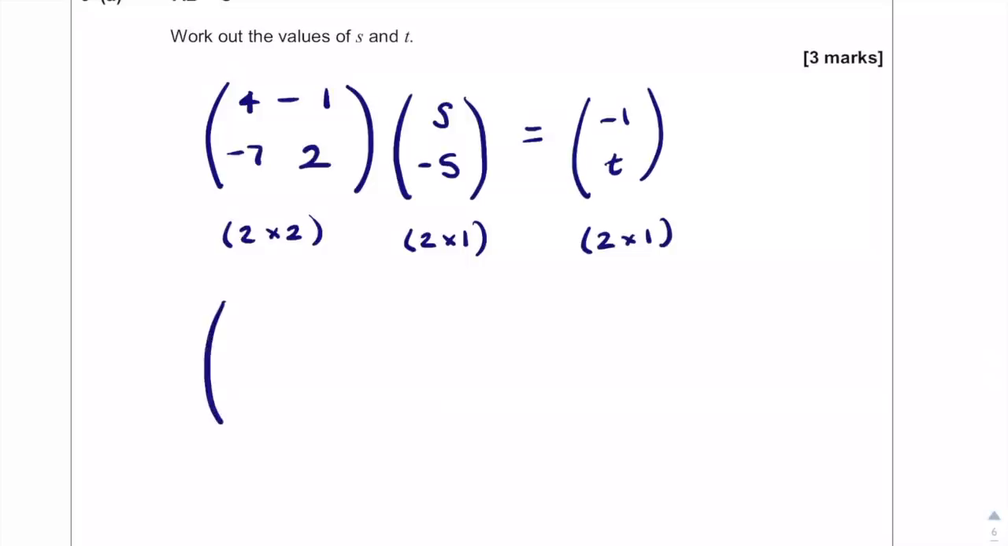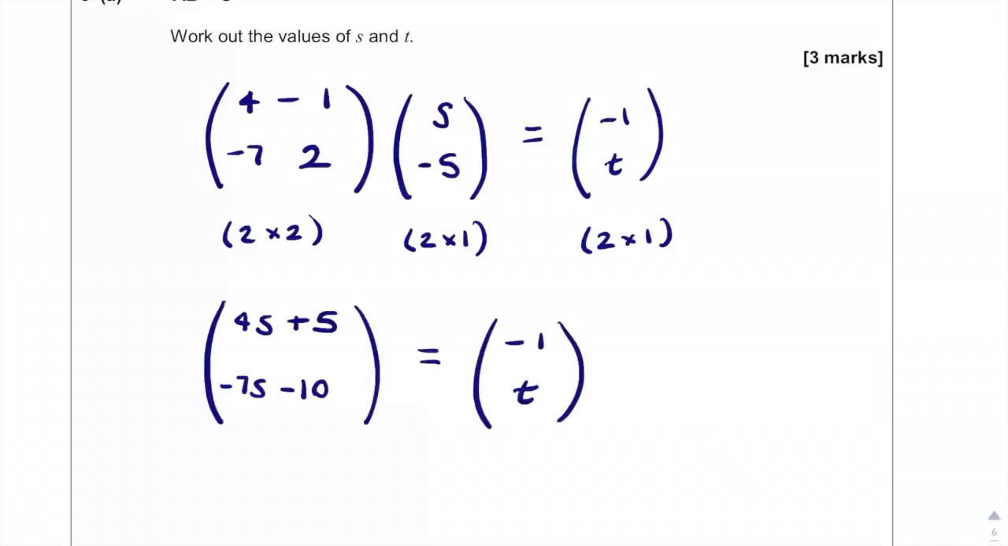Okay, so to multiply these two matrices together, what we need to do is the 4 multiplied by the s. We get 4s, and then the -1 multiplied by the -5, so that's going to be plus 5. And then we're going to need to do the -7 multiplied by the s, so that's -7s, plus the 2 multiplied by the -5, so that's -10. And that is all equal to -1t.